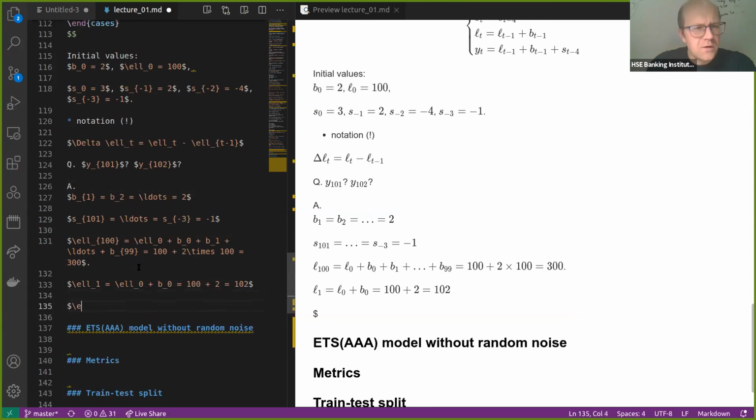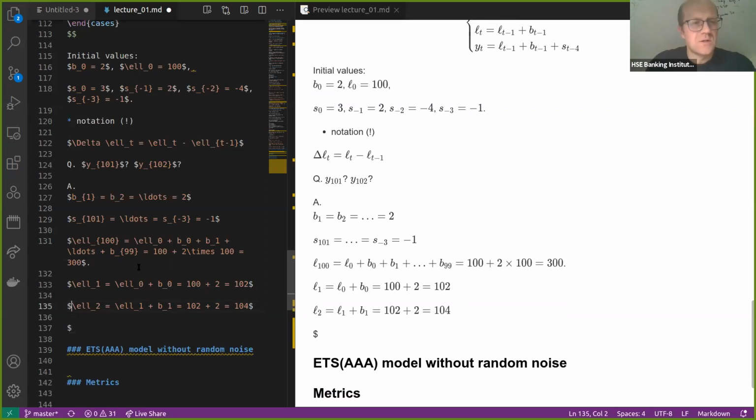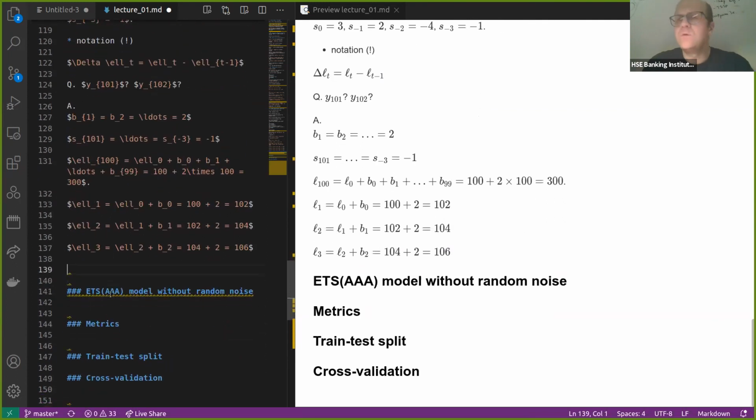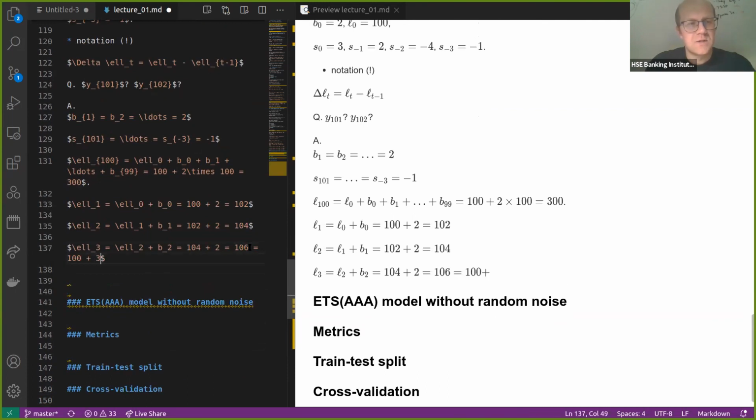Okay, and we go step by step. L2 is L1 according to the equations plus B1. It's 102 plus 2, it's 104. Maybe one more, and I think it should be clear now. I continue the same way with L3. It should be equal to L2 plus B2. That will be 106. And if you look carefully, it's like 100 plus 3 times 2.